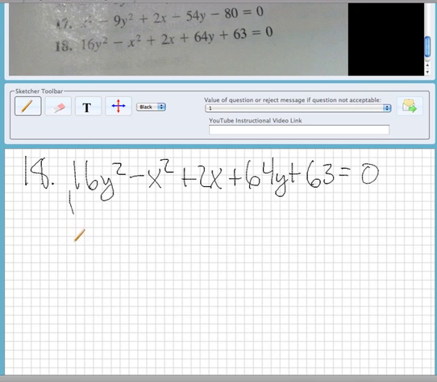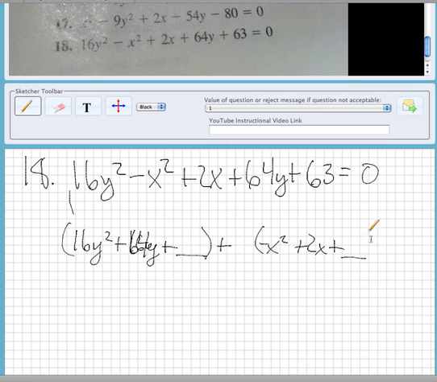So we're going to say 16y squared plus 64y plus blank, and then plus negative x squared plus 2x plus blank is equal to, and I'm bringing this over here, negative 30 or 63. So then we're going to take this out, and then it's y squared plus 4y, and then what goes in here is going to be 4.